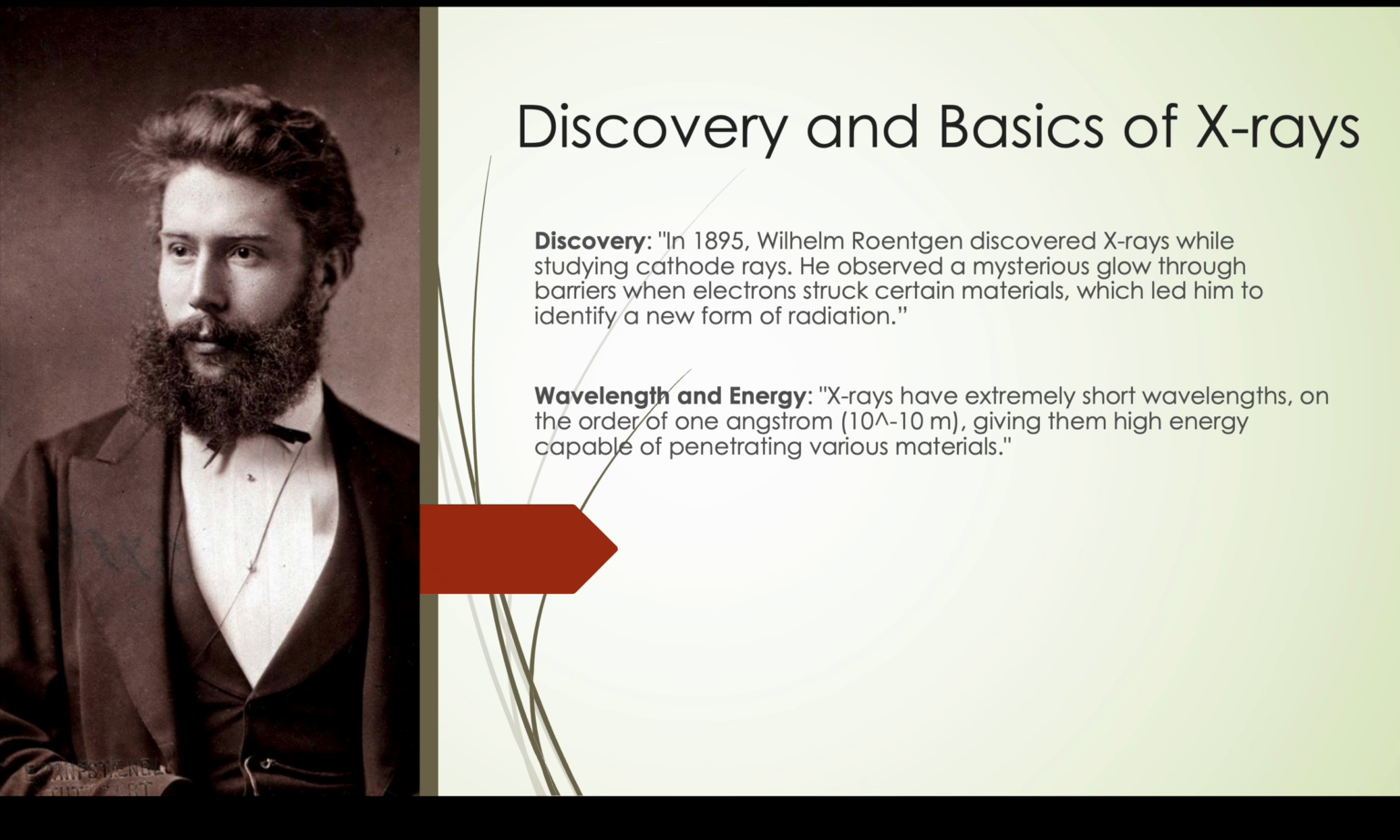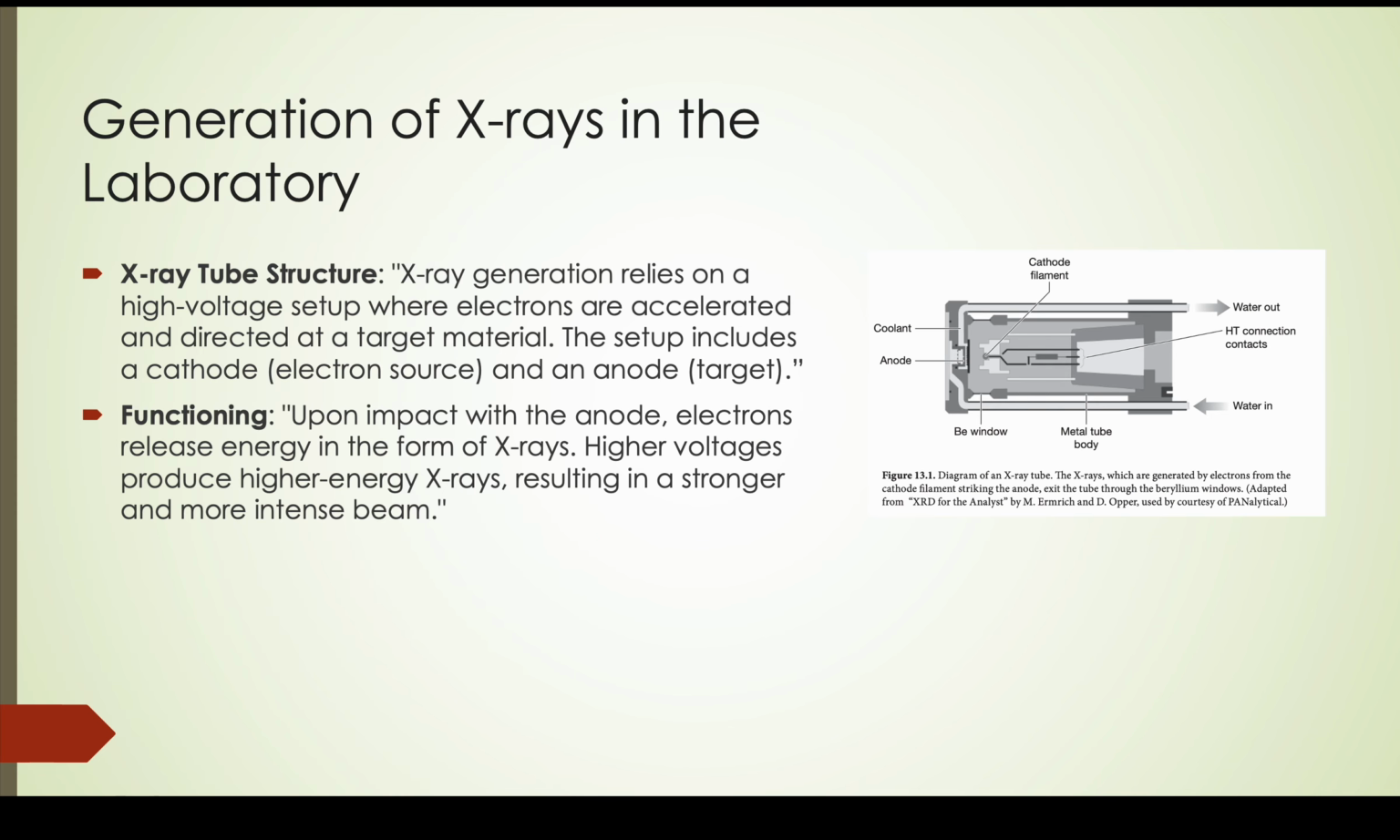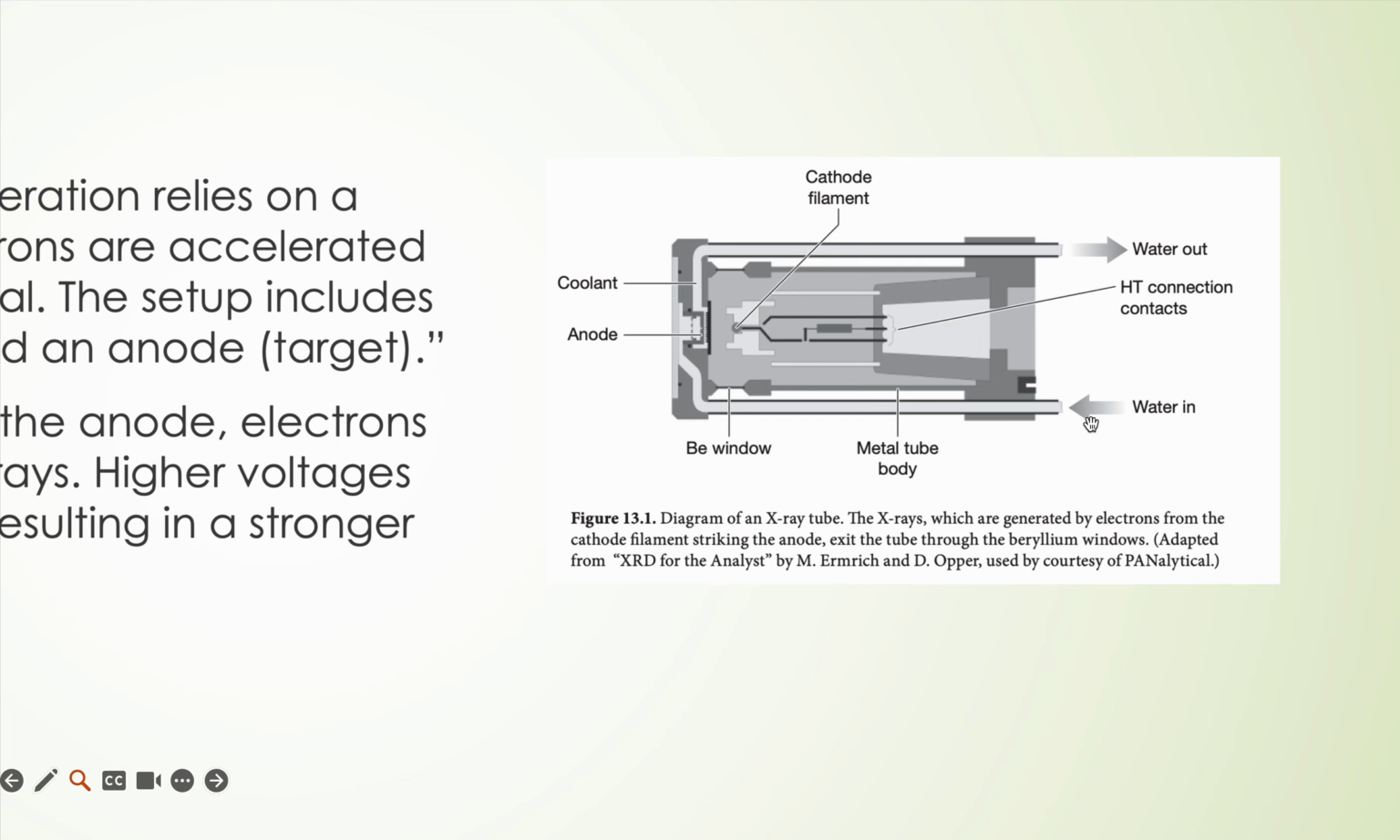So let's go ahead. Now we will study the generation of X-rays in the laboratory. We can generate X-rays in the laboratory itself too. How can this be possible? Let's study that. Let me start with this figure here. As you can see, this is a diagram of an X-ray tube. The X-rays are generated by electrons from the cathode filament striking the anode, and exit the tube through the beryllium window.